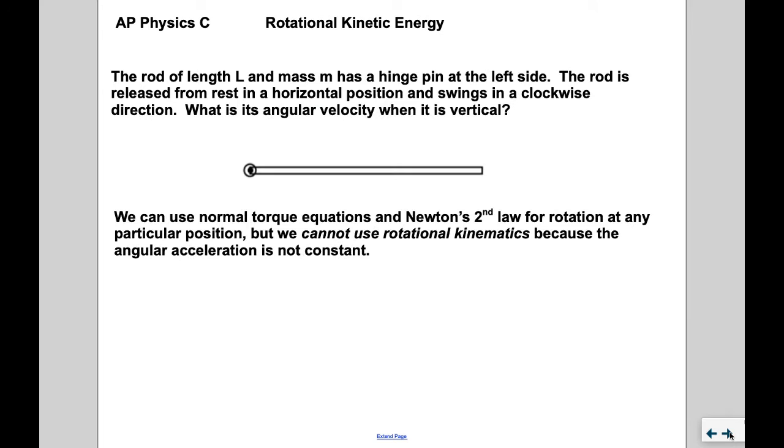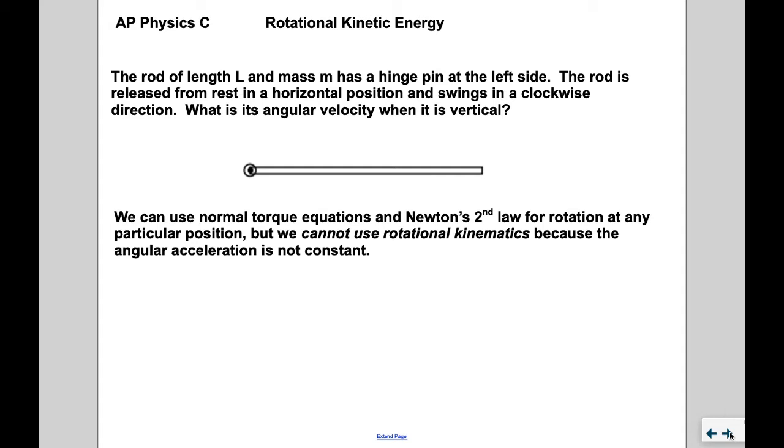Now, the types of problems that we're going to see frequently that deal with work and energy in a rotational sense: we have this rod of length L and mass M. It's got a hinge on the left side, and the rod is released from rest in a horizontal position. It swings clockwise, and we want to know what its angular velocity is when it moves through some angular displacement.